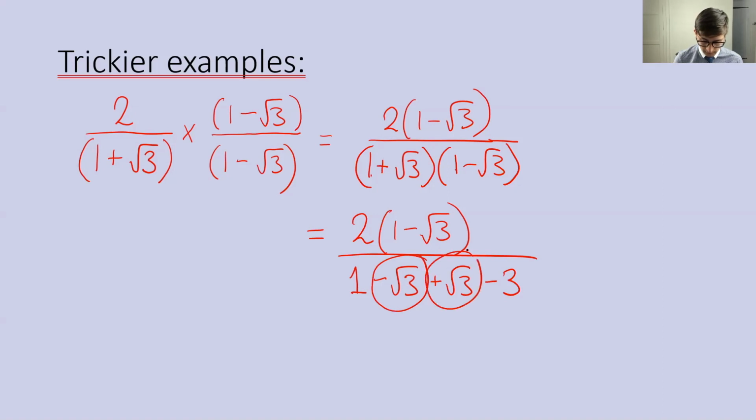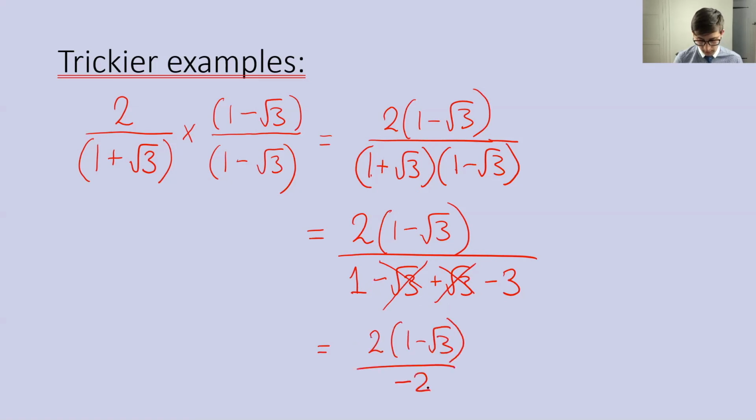This and this will cancel each other out, plus root 3 minus root 3, and we end up with 1 minus 3, which equals minus 2. That will actually cancel with the 2 to make minus 1 lot of 1 minus root 3. If you want, you could expand that out. Minus 1 times 1 is minus 1, minus 1 times minus root 3 is plus root 3. That would be what your calculator tells you the answer to this is. And that's not obvious from the start.